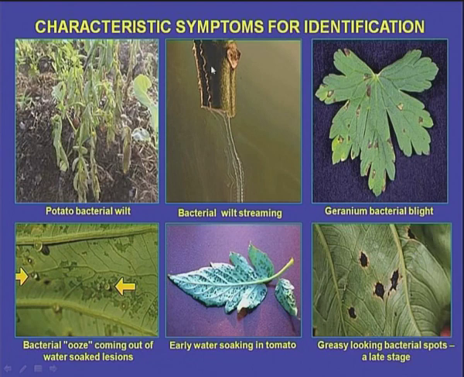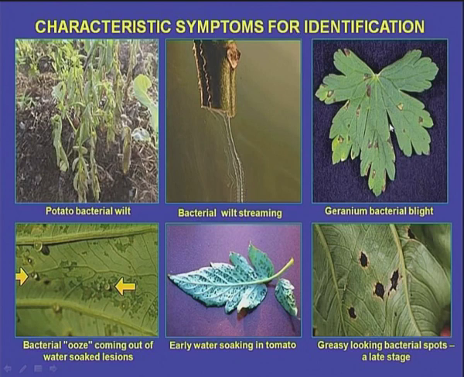Secondly, this is the bacterial wilt streaming. When we cut the stem of the affected plant and dip it in clear water, after a short time we can see a streaming of the bacteria coming out from the cut ends of the stems, and this is the characteristic identification of the bacterial infection in the plants, especially the wilt infections.